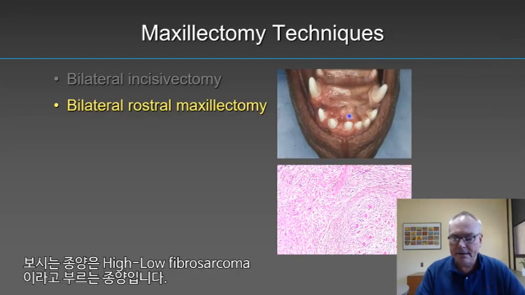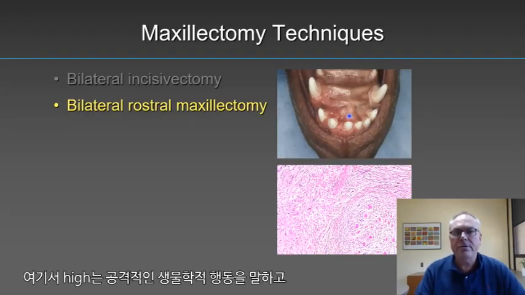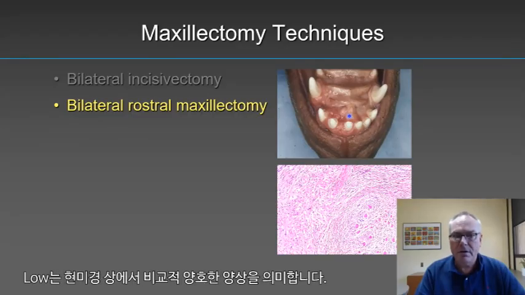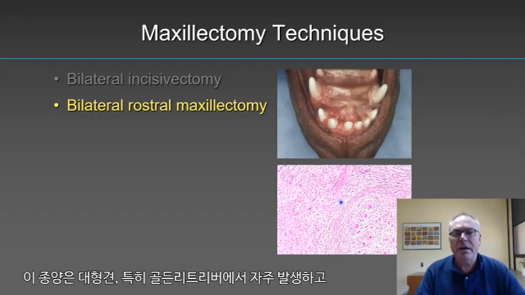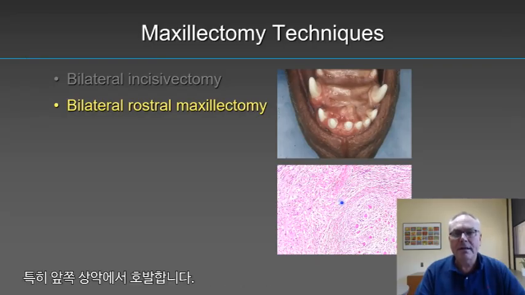This is an example of a so-called high-low fibrosarcoma. The high refers to the aggressive biological behavior of this tumor, while the low refers to the relatively benign appearance under the microscope. This tumor type is common in large breed dogs, and the one that comes to mind first is the golden retriever. The most common site is the rostral maxilla.